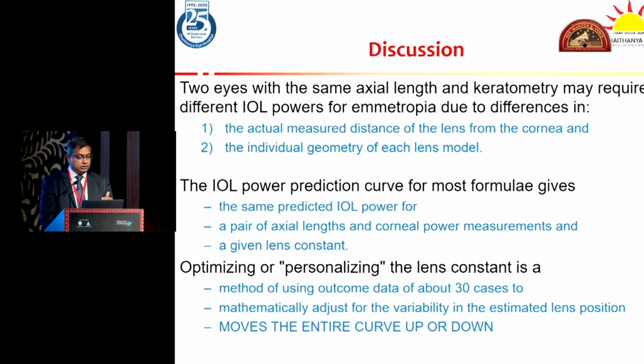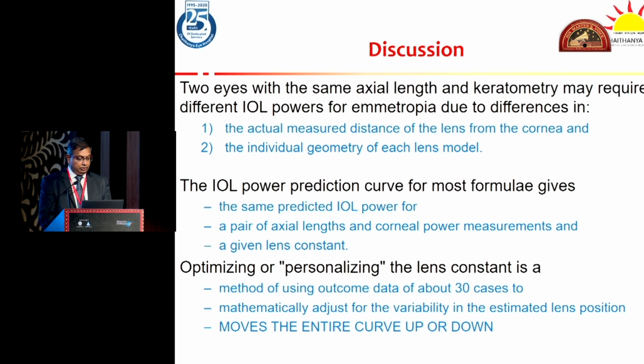So 2 eyes with the same axial length and keratometry may require different IOL powers for emmetropia due to the differences in the actual measured distance of the lens from the cornea, and most importantly, the geometry of the lens model that we are using. The IOL power prediction curve gives the same predicted IOL power for a pair of axial length and corneal power measurements for a given lens constant.